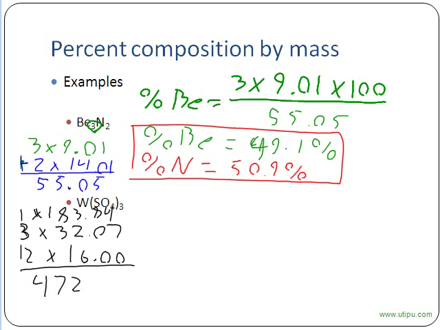So 472.05. That's going to be our molecular mass for this compound right here. So let's find what the percent compositions are for these different elements. Let's start off here with tungsten.